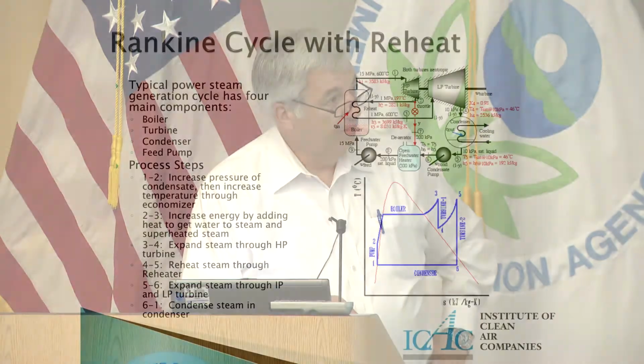Just to give you an idea of the numbers that we're talking about, steam temperatures and pressures. Steam temperature on a typical plant is about 1,000 degrees Fahrenheit. Its pressure is about 2,500 pounds per square inch. So these are the pressures and temperatures that you're talking about.